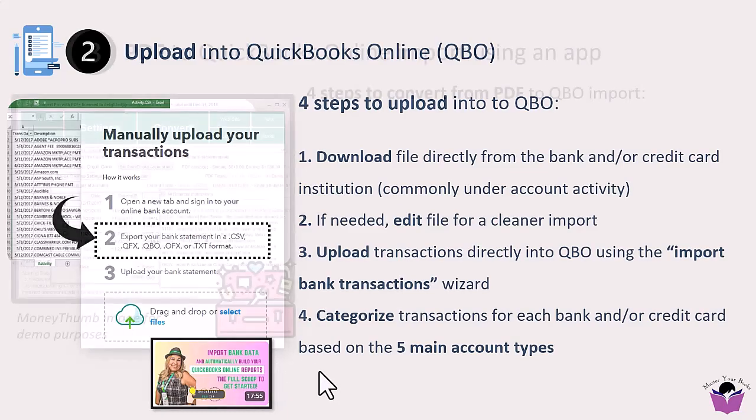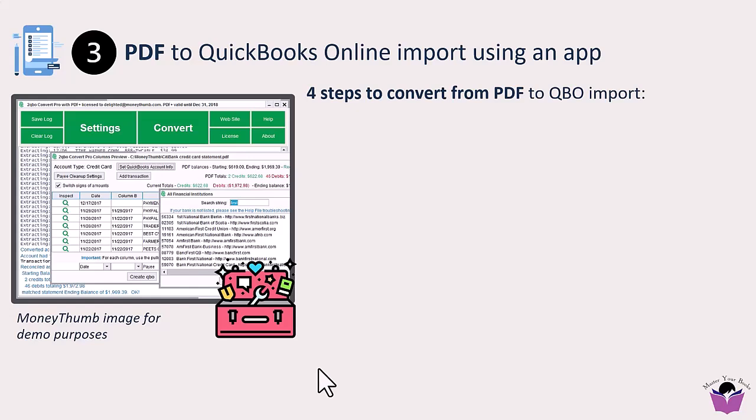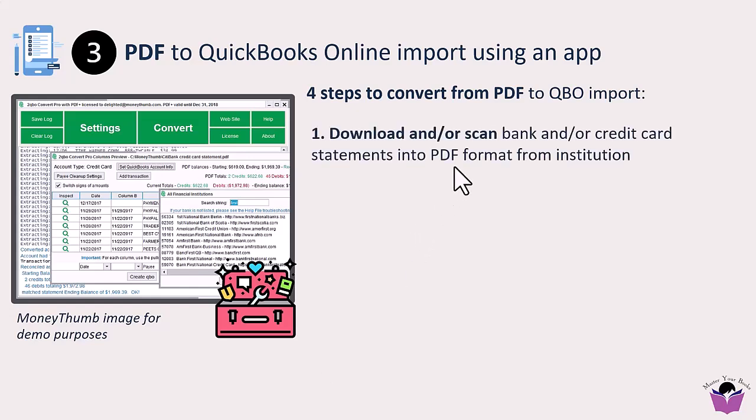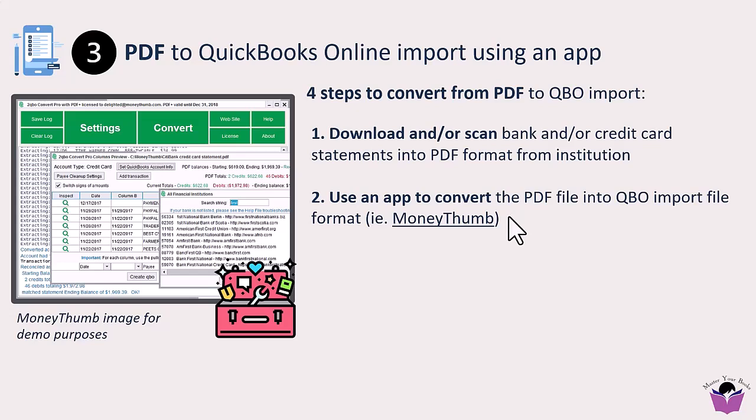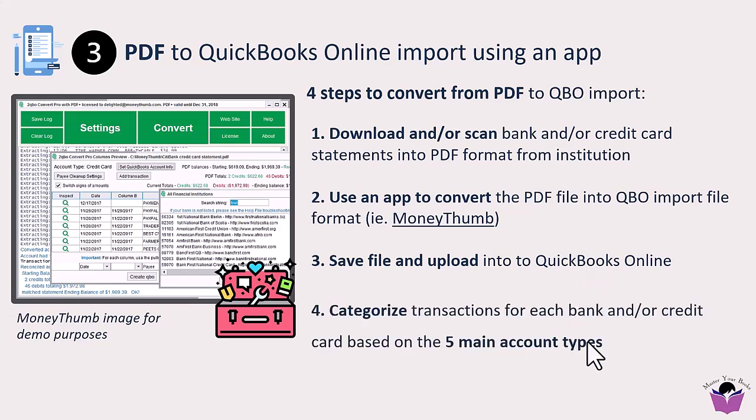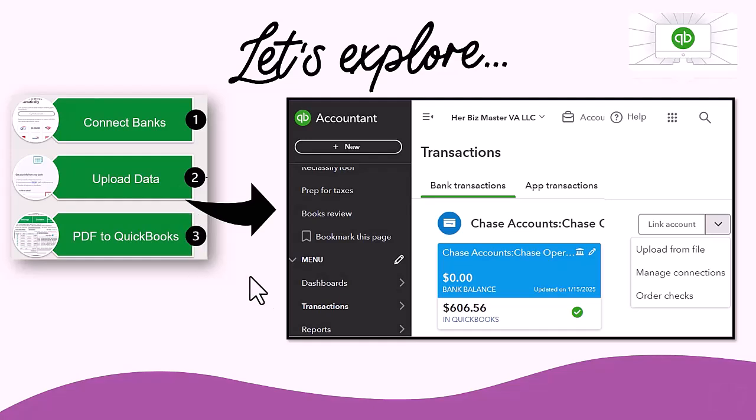And the last one, option 3, was PDF to QuickBooks Online. Here you're going to download and or scan the bank or credit card statement into a PDF version. Then you're going to use an app to convert that PDF into a QuickBooks Online import file. For example, MoneySum will allow you to do that. You'll save that file and upload it into QuickBooks Online using the same upload steps. And of course, once the information is in there, you're going to categorize those transactions into the 5 main account types. And that's how you're going to choose 1, 2, or 3 to upload into QuickBooks Online.